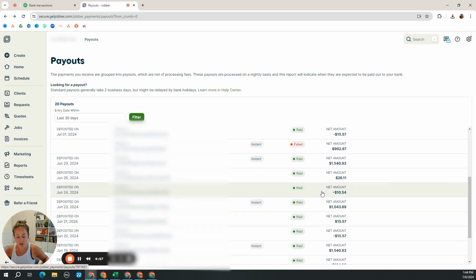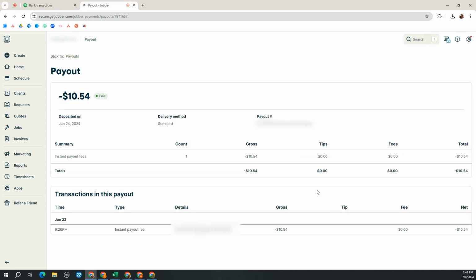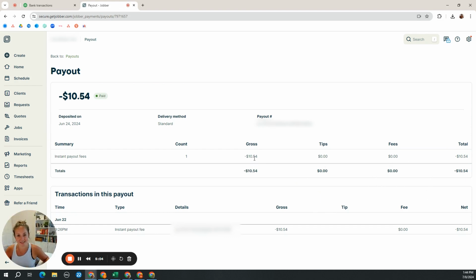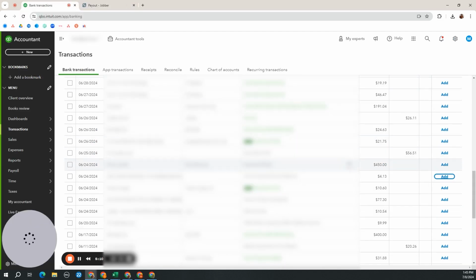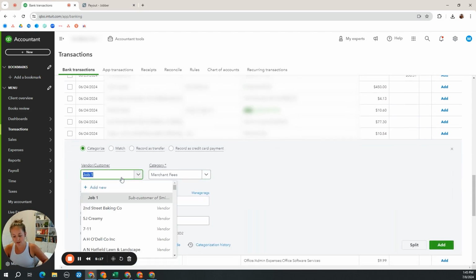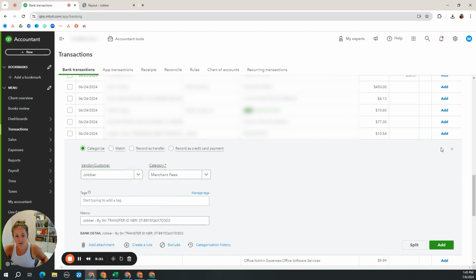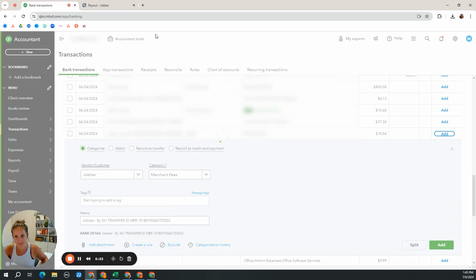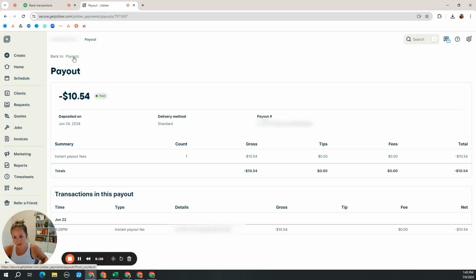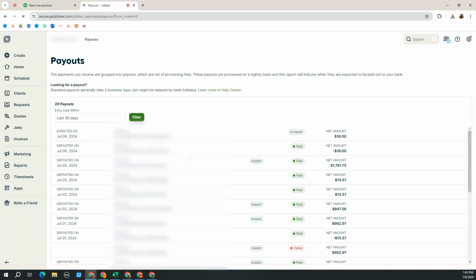The next one I wanted to target is the expense for $10.54. There's not a lot of information here. The only number listed is $10.54, and I'm going to carry that over and record this expense for our $10.54. So this is going to be on the other column because it is an expense. Our vendor is going to be Jobber, and it is going to be a merchant fee expense line item. All right, so not complicated in Jobber.